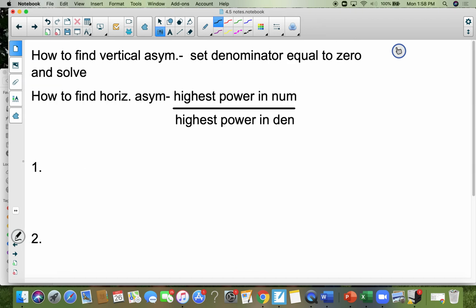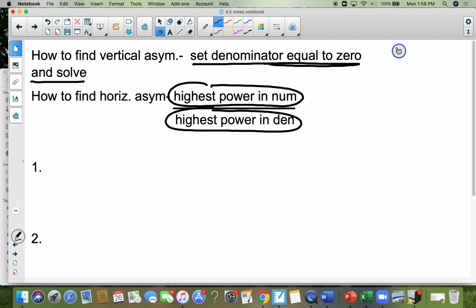So how do you find the vertical asymptote on any fraction function? All you do is you set the denominator equal to 0 and solve. I'll show you some examples on the next couple of pages. How do you find the horizontal asymptote? You take the highest power in the numerator and divide it by the highest power in the denominator. That's how you find the horizontal asymptote.